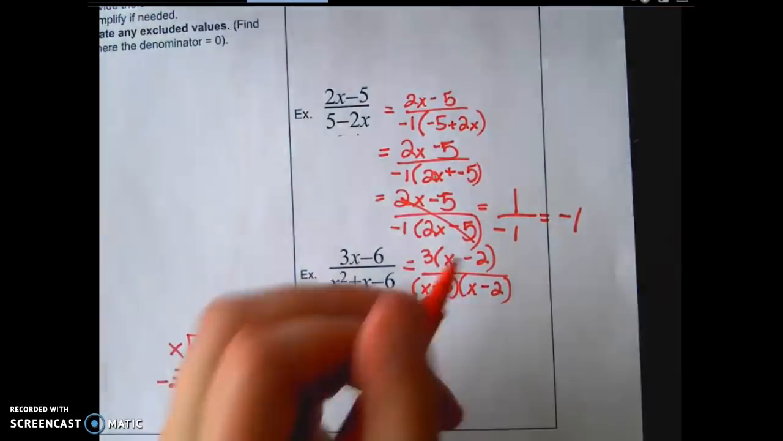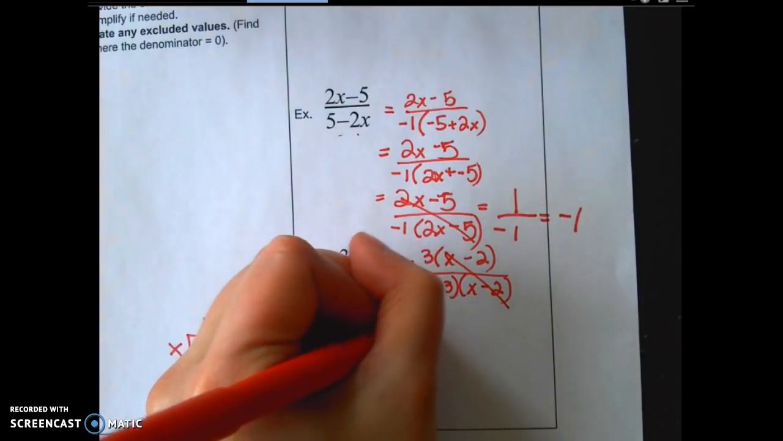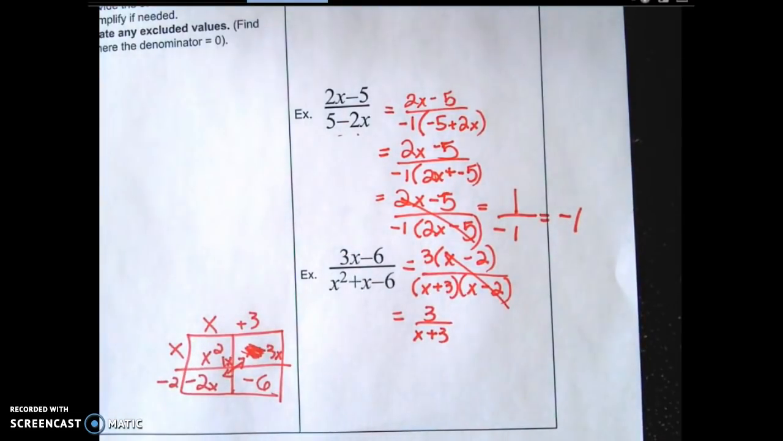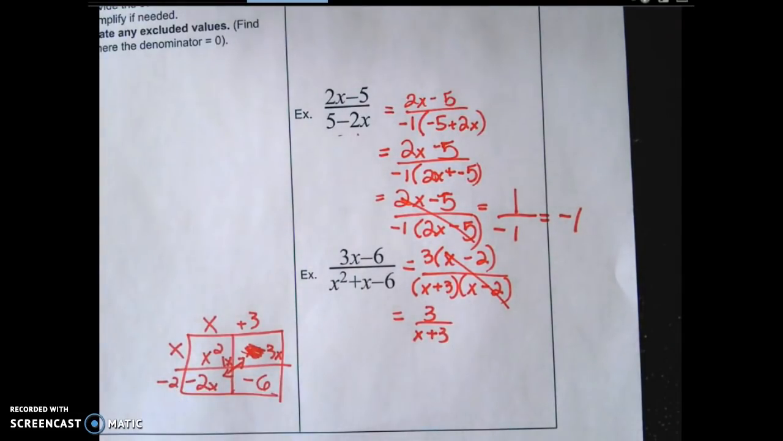Oh, hey, look, I noticed there's an x minus 2 in the numerator and an x minus 2 in the denominator. So if I cross those out and cancel those, that gives me 3 over x plus 3. Now, I really can't simplify this any further because I can't split up the 3 here. It doesn't really work like that. It only works with things that we're multiplying.